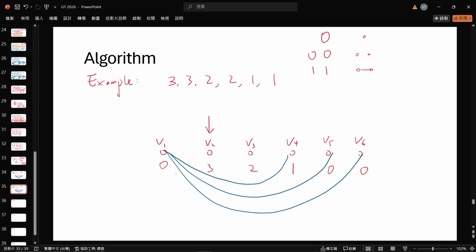We want to find 3 neighbors, but all the candidates, and by candidates I mean the vertices that should still be added more neighbors, so V3 and V4 are the only 2 vertices that are able to add more edges. But V5, V6, and V1 cannot be neighbors of V2. So at this moment, the algorithm will say, no, this is impossible.